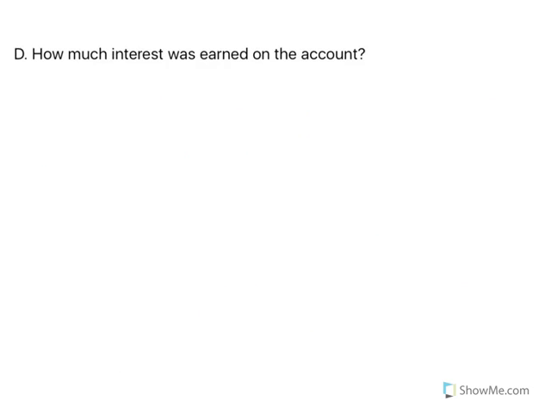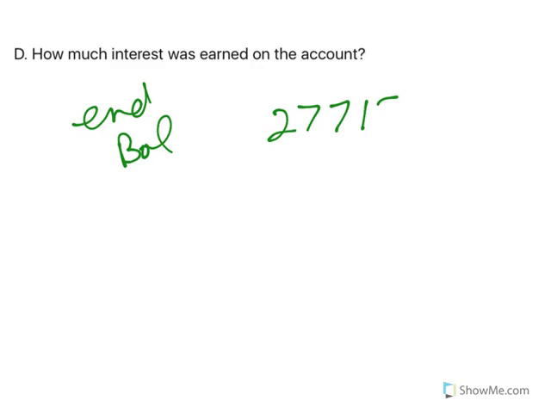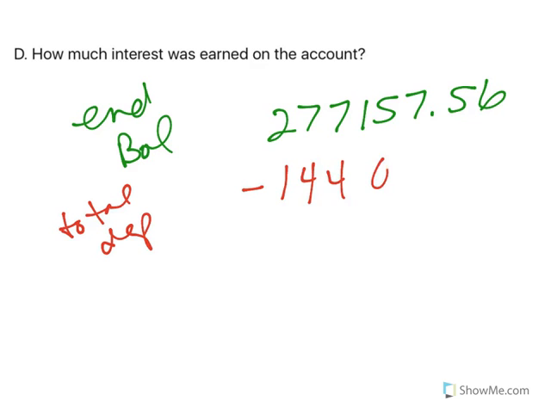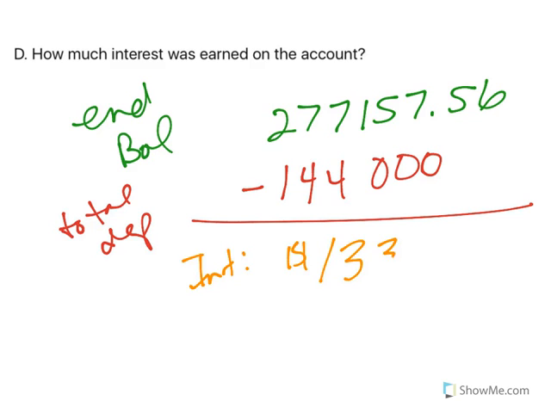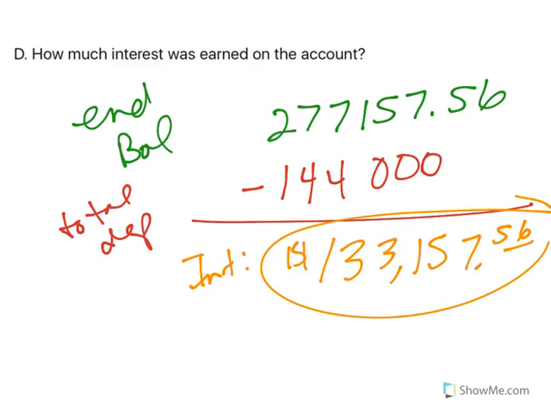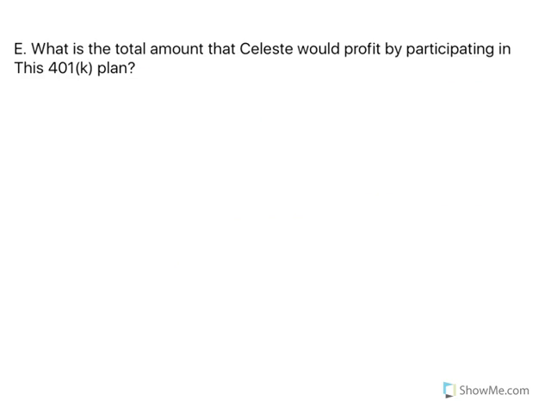So the question becomes, how much interest was earned? Well, the ending balance was $277,157.56, and we take away the total deposits, because if you want the interest, you've got to take out all the deposits, and that leaves us with the interest, which is $133,157.56, right? That's free money from the bank. You can't go wrong with that.